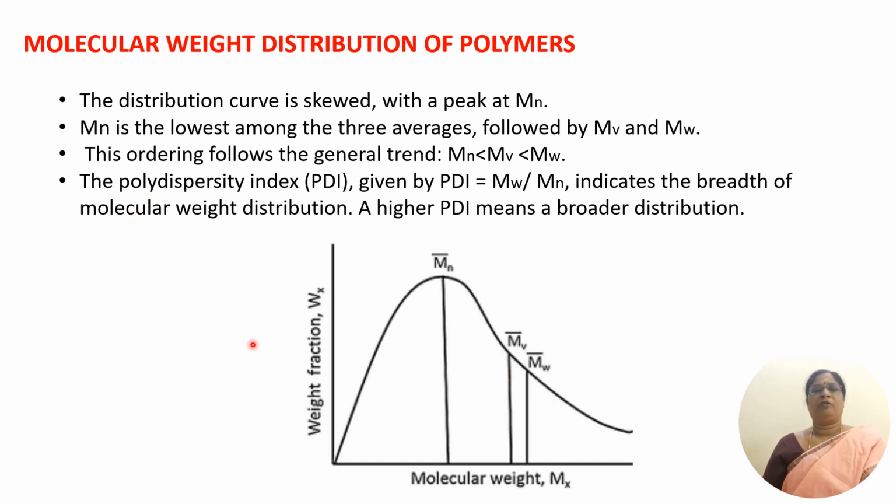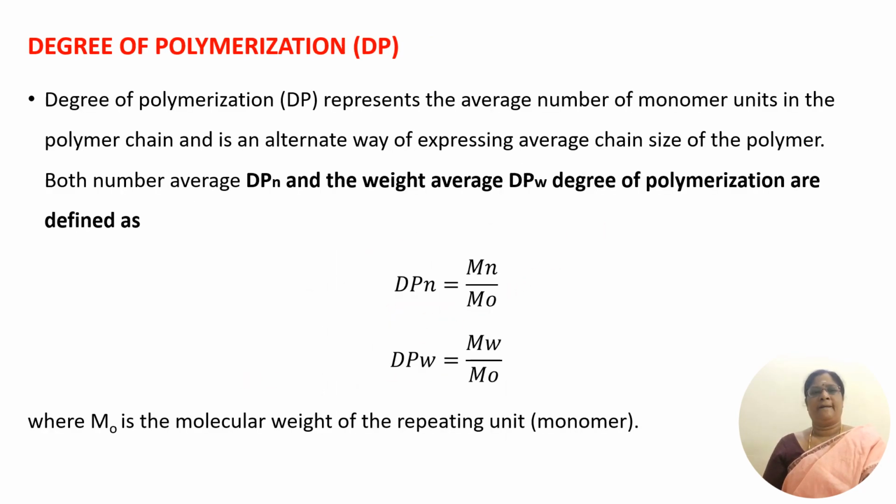This ordering follows the general trend that number average molecular weight is less than viscosity average molecular weight, which is less than weight average molecular weight. The polydispersity index is given by the ratio between weight average molecular weight and the number average molecular weight, which indicates the breadth of the molecular weight distribution. A higher PDI means a broader distribution.